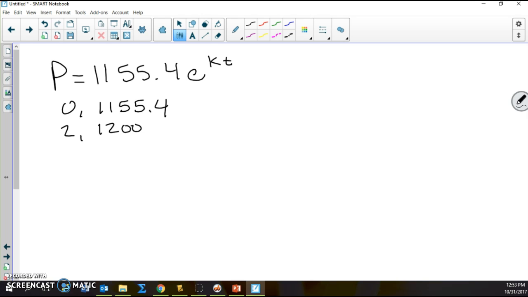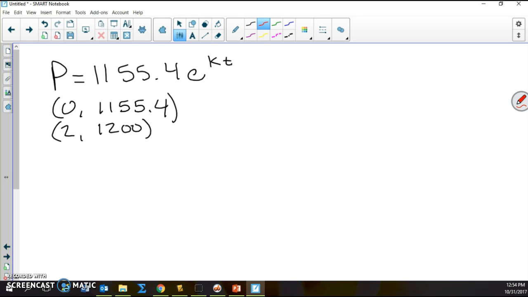So problem 35 is talking about a population in San Antonio, Texas from 2000 to 2008. It's modeled by the function p equals 1155.4 times e to the kt. And we can see this is an exponential growth problem. t is our year. t equals 0 corresponds to 2000. In 2002, the population was 1,200,000. So these are in thousands. So we can see that 1200 representing 1,200,000.